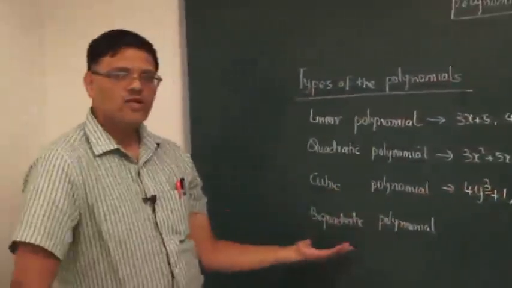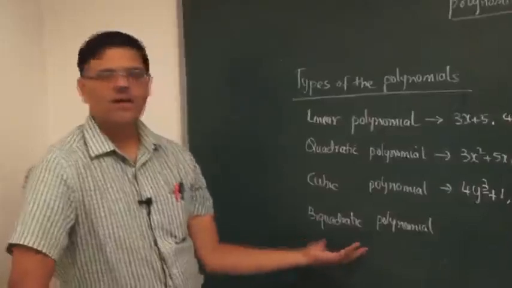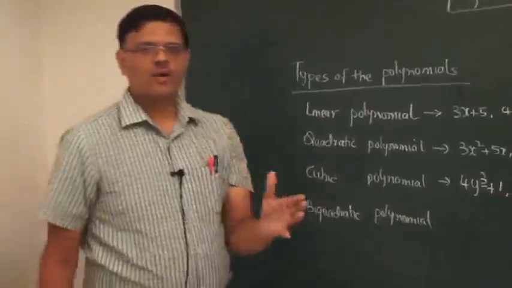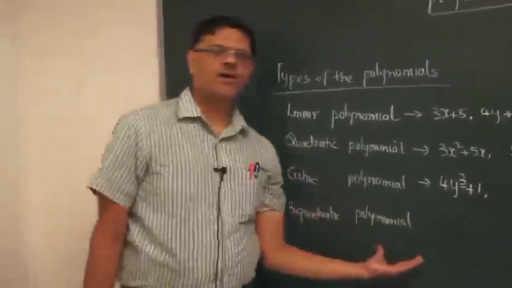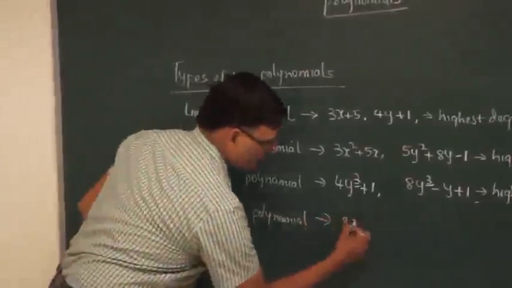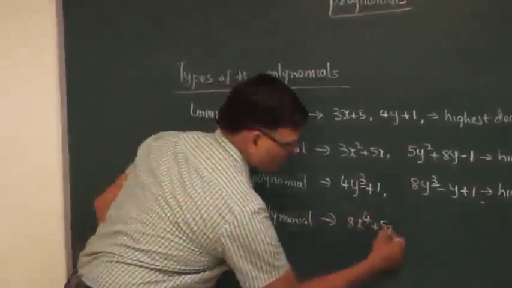Let us move on to the last one here, biquadratic polynomial. So what is the meaning of biquadratic polynomial? A biquadratic polynomial is a polynomial which consists of highest power 4.